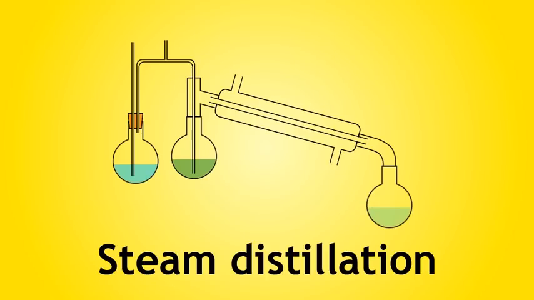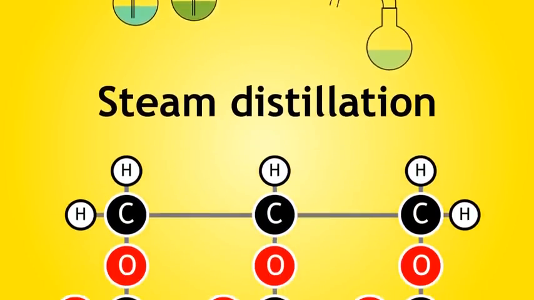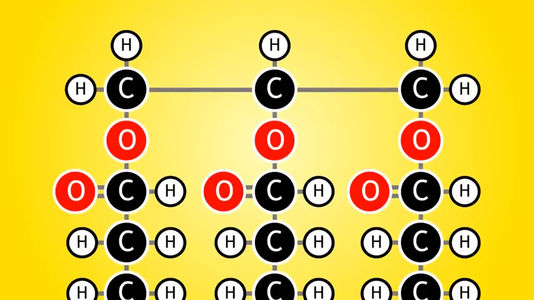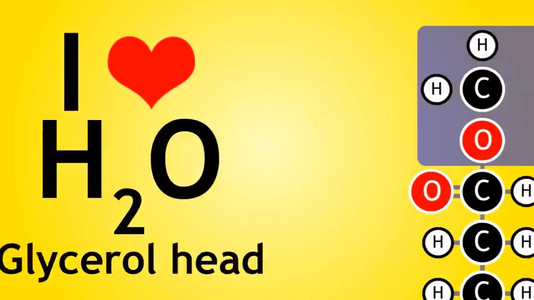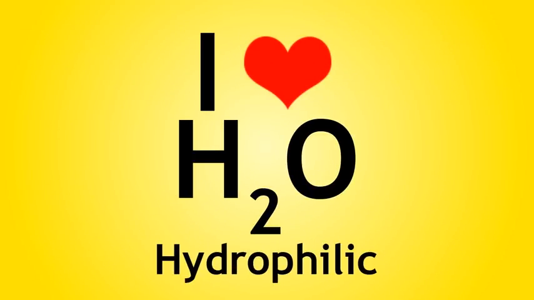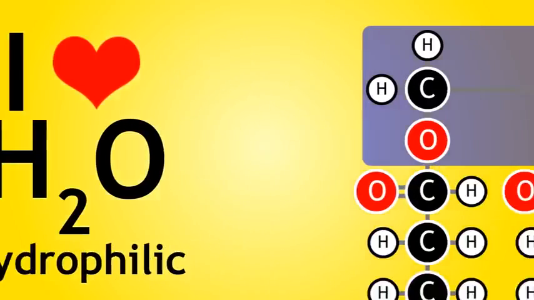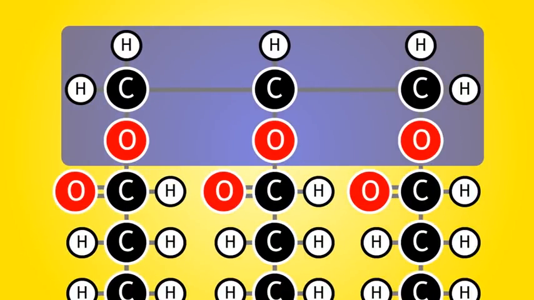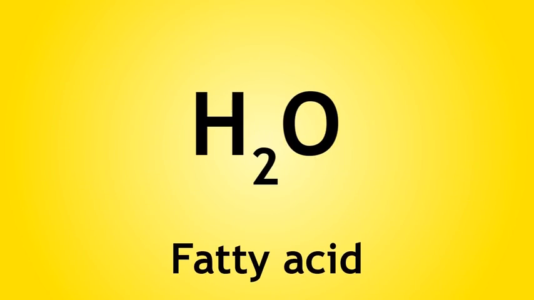We will now look at the general structure of plant oils. The structure can be broken down into two parts. First, we have the glycerol head, which is hydrophilic or water-loving. This head is made of 3 carbons. These 3 carbons are each attached to 3 fatty acid tails, which are hydrophobic or water-fearing.